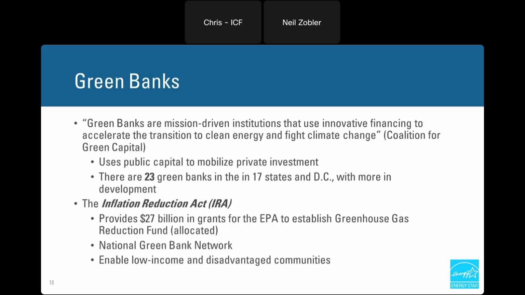So the Inflation Reduction Act provides $27 billion in grants to EPA to establish the Greenhouse Gas Reduction Fund, which has been allocated. And the intention here is to set up a green bank network and enable low-income and disadvantaged communities to take advantage of doing energy efficiency and renewable energy projects.